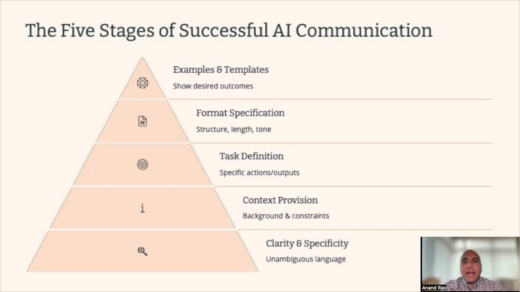And fifth, examples always help. Show the AI what you're looking for through concrete examples. Sometimes you can even upload a document that shows how you'd like it to be formatted, how you'd like it to follow, and those examples work really well to be able to show the desired outcomes. Now, these elements together bridge the gap between human intent and AI understanding.